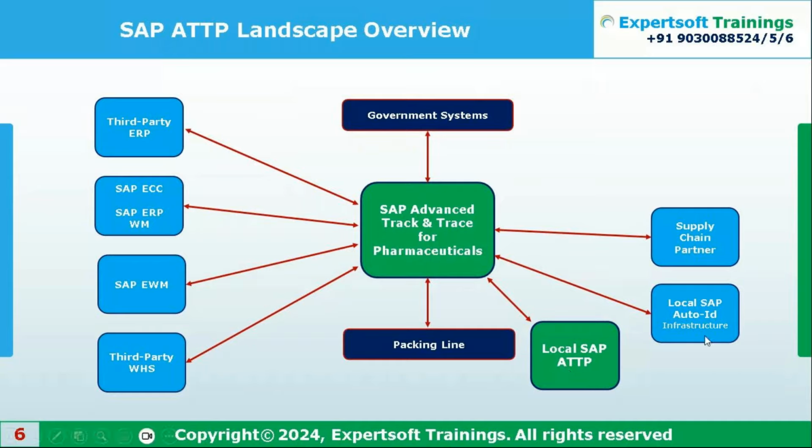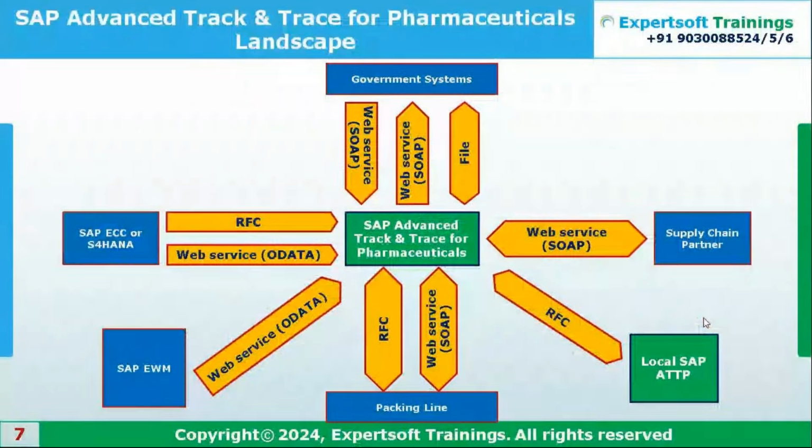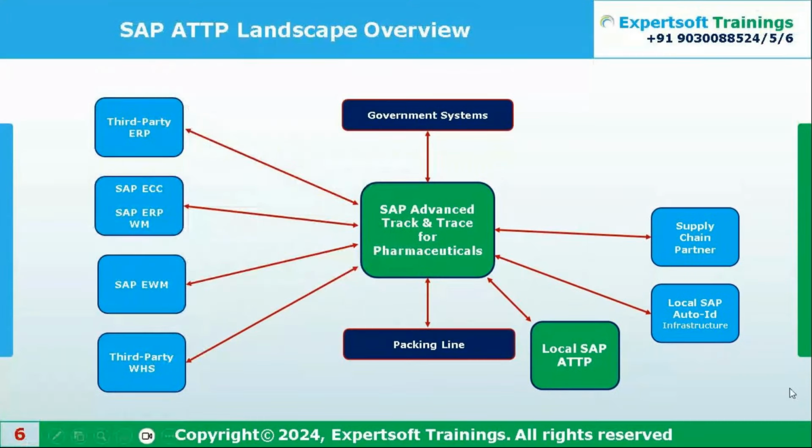Then this is a local SAP Auto ID. This is obsolete now, but still, if you have an Auto ID system, it can also be integrated. But I don't think this will be required. Then we have the supply chain partner, which we have discussed in our earlier slide. It could be a CMO, contract manufacturer, or a MAH, marketing authorization holder.